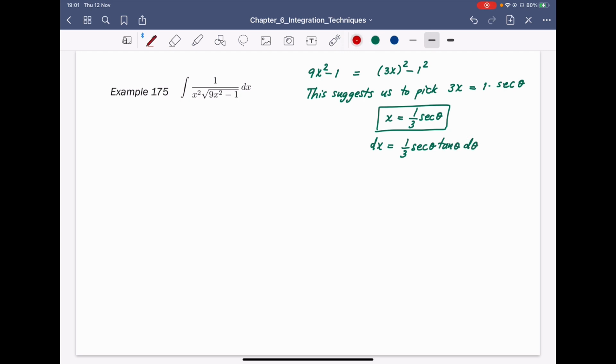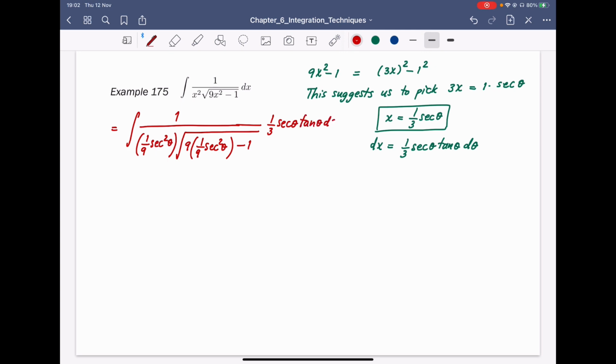Now we are going to integrate this. We start from the integral of 1 over x squared, which you just plug in, and that's going to be 1 over 9 sec squared theta. Then the square root of 9x squared is going to be 9 times 1 over 9 sec squared theta, minus 1, and then dx is going to be 1/3 times sec theta tan theta d theta. It looks like a big term, but we hope that something is going to cancel out. 9 cancels 9 here, first of all.